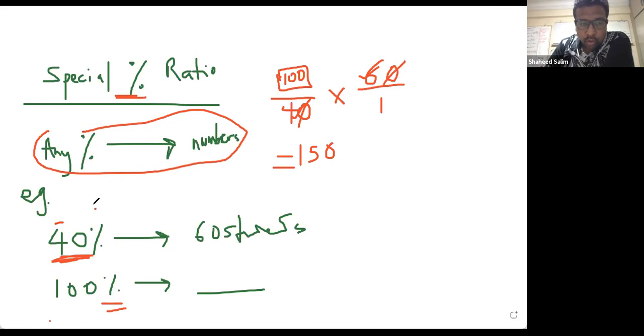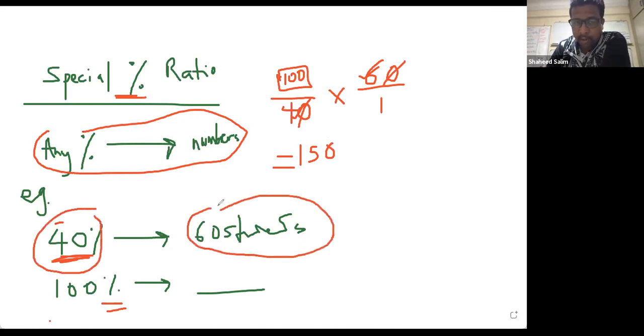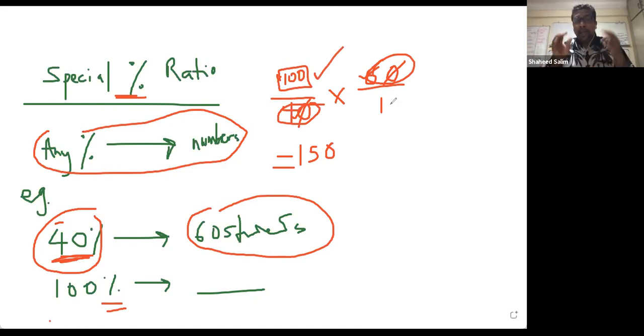Again, what is this special percentage ratio? It is when you know some percentage is equal to some number or amount of money or whatever. This is the one you fit in here. What you want to find is here, and 1 will always be here. That is the formula. I don't think your teacher teaches you this, right? This formula you can use from primary to secondary to wherever you want.